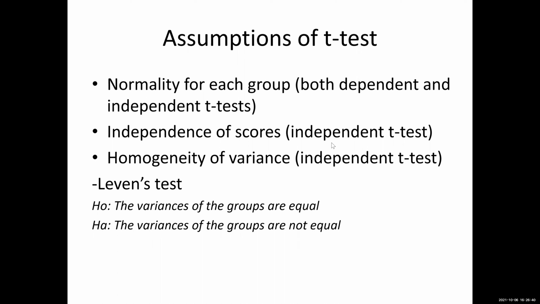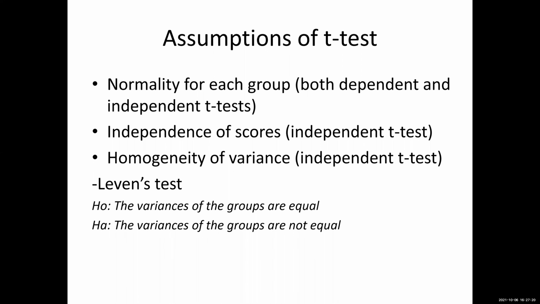Independence of scores. This is the assumption for the independent t-test, which means both groups do not have interference across each other while you are measuring that particular variable. Homogeneity of variance is again an assumption of the independent t-test. Homogeneity of variance means that data in both groups are distributed homogeneously around the mean. So in both groups, the data spread should be the same.